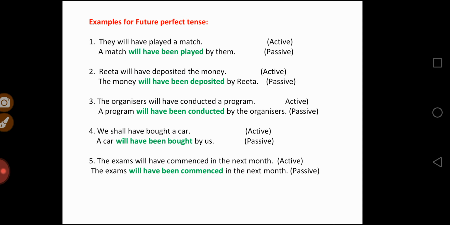The organizers will have conducted a program. A program will have been conducted by the organizers. We shall have bought a car. A car will have been bought by us. The exams will have commenced in the next month. The exams will have been commenced in the next month.